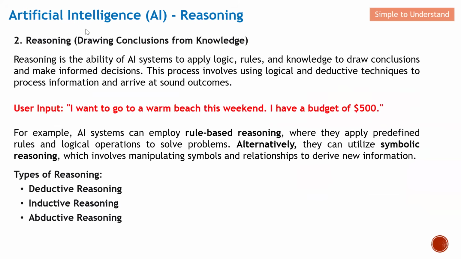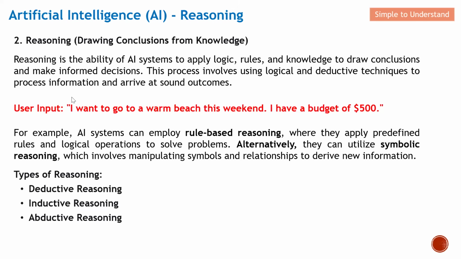I explained reasoning comprehensively in my previous discussion, but in this video, as I mentioned earlier, I'm going to do a quick comparison between reasoning and problem solving. Therefore, I need to quickly discuss what reasoning is. Reasoning is the ability of an AI system to apply logic, rules, and knowledge to draw conclusions and make informed decisions. This process involves using logical and deductive techniques to process information, and finally arrive at a sound outcome.